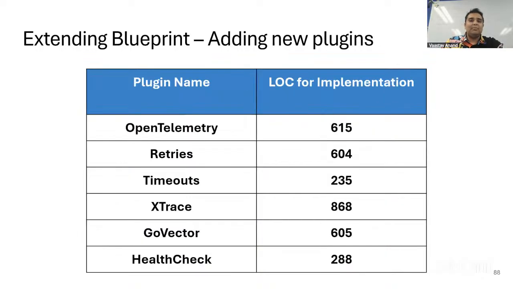And extending Blueprint with new plugins requires a little bit more code, as you now need to take care of all sorts of edge cases as well as provide templates that will be generated by the compiler. Usually this takes around 300 to 700, or maybe in some cases 900 lines of code, depending on how complicated the generated code is going to look.